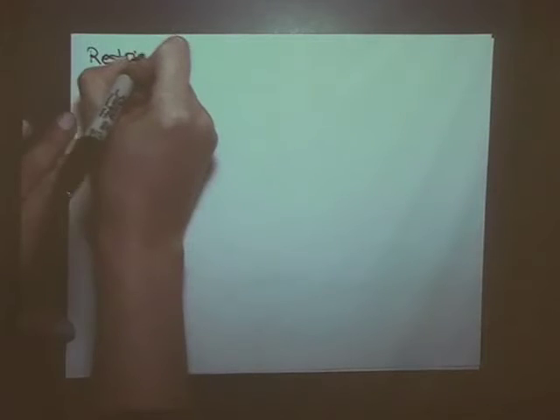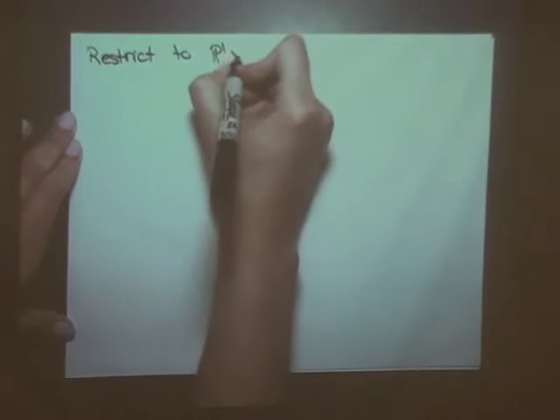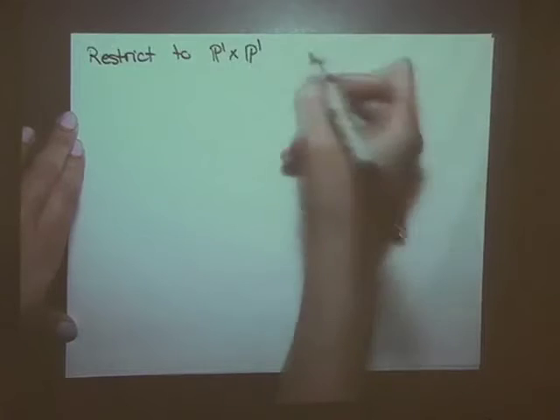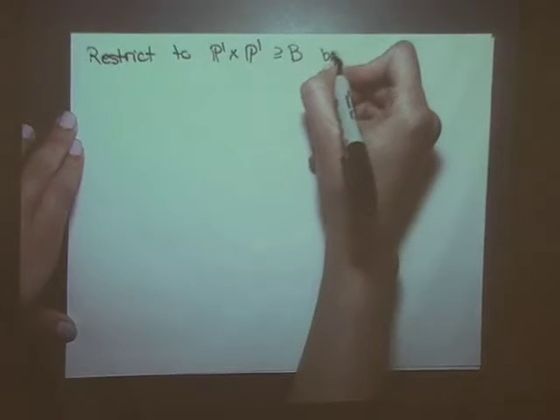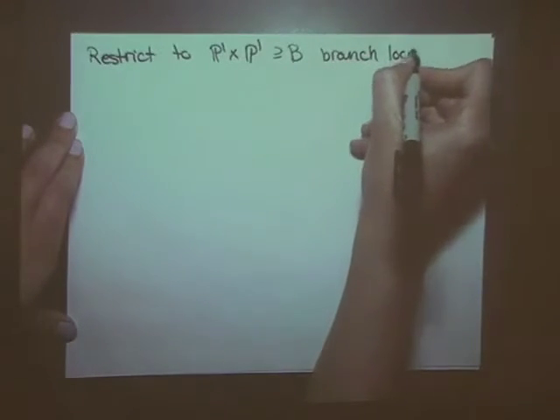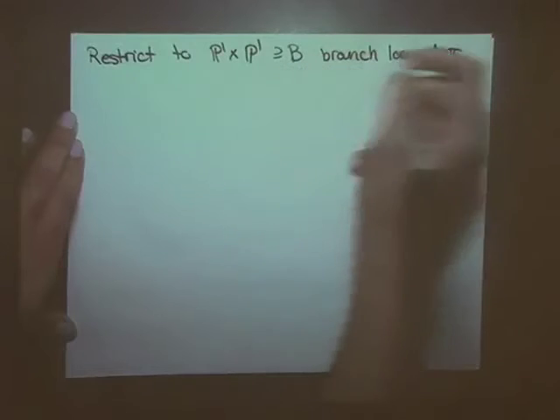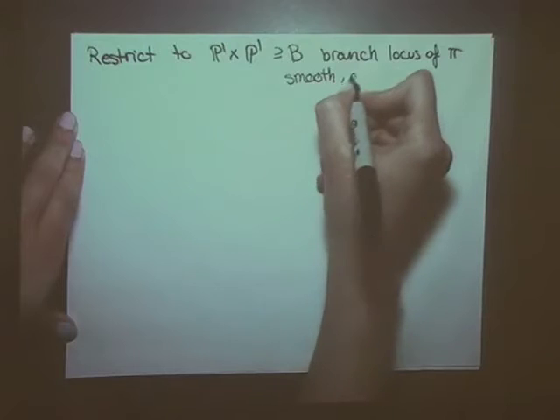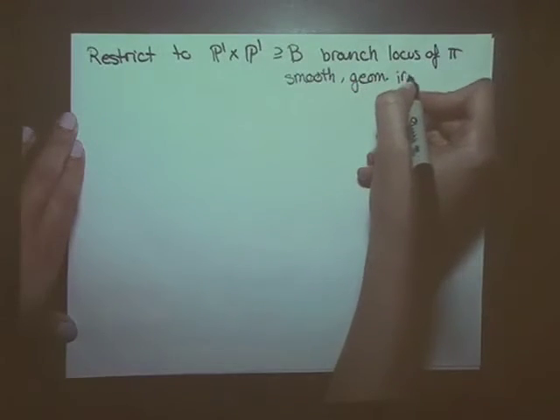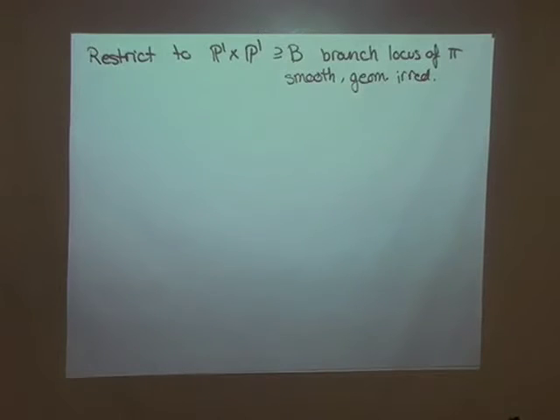So for simplicity, I'm going to restrict to S being P1 cross P1, and B, which will be the branch locus of pi, I'm going to assume is smooth and geometrically irreducible. So then what are some statements we get? Well, first of all, how do we get to reduce to just finitely many residues?